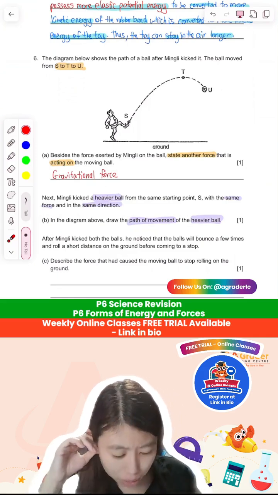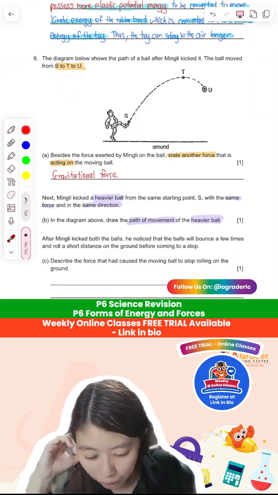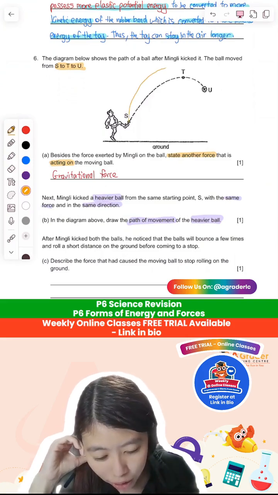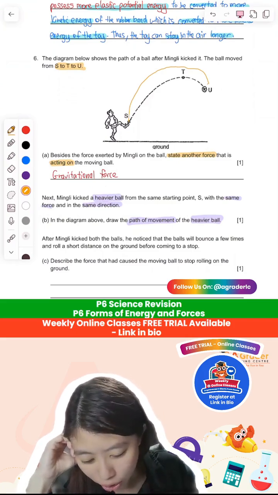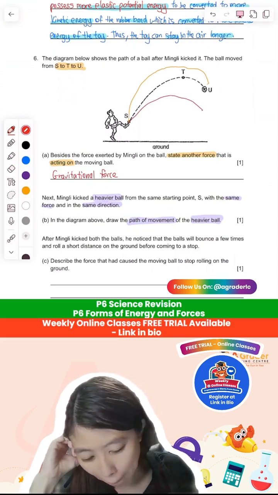Okay, can anyone tell me if the ball is heavier? Okay, let me draw for you. Should the ball move like this? The orange color line, or should it be the red color line?